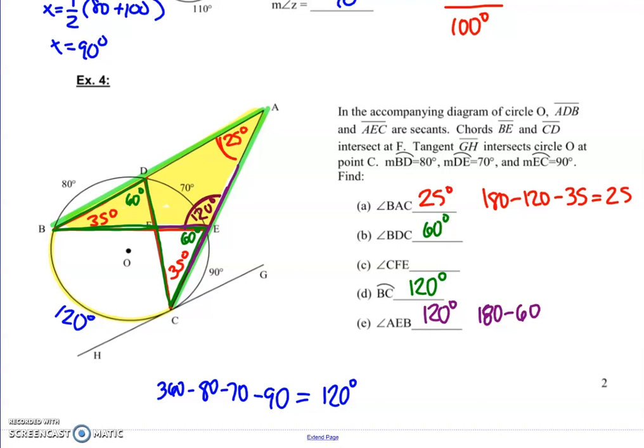And now I'm going to highlight a different triangle for angle CFE. I'll use green for this one. So to get that angle, I just need to take 180 minus 60, which is 120, minus 35, which I believe is 85.